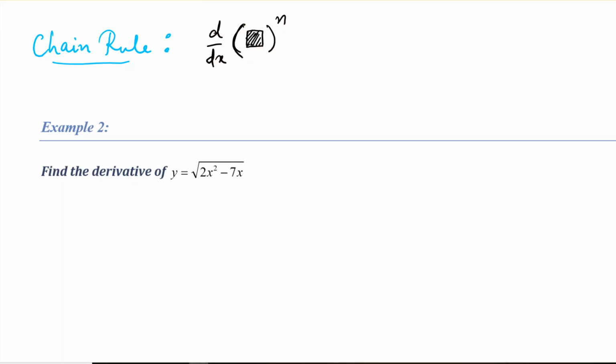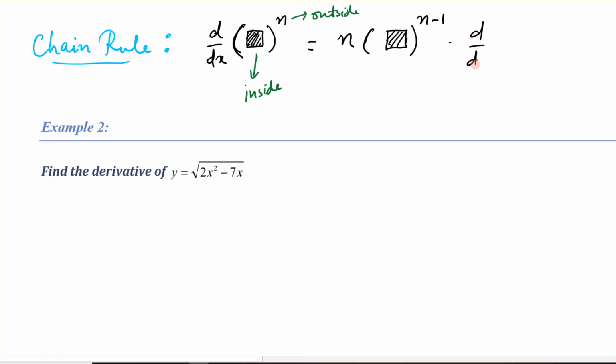So this something is the inside function and it is raised to power n. So the outside function is the power function. In that case we learned that the derivative is equal to the derivative of outside times the derivative of inside. The derivative of outside means you first apply the power rule, so bring the power down and raise the power reduced by 1, times the derivative of inside.